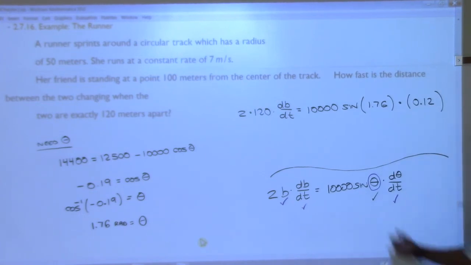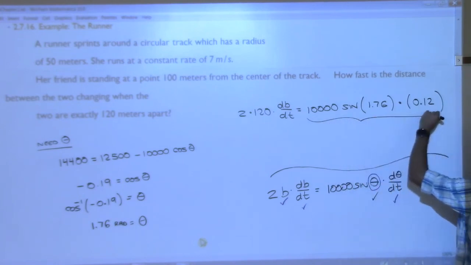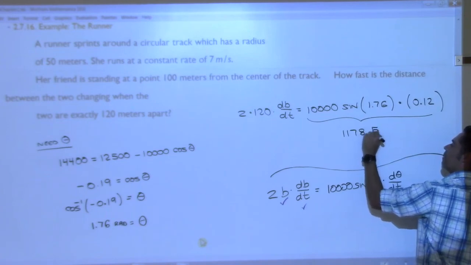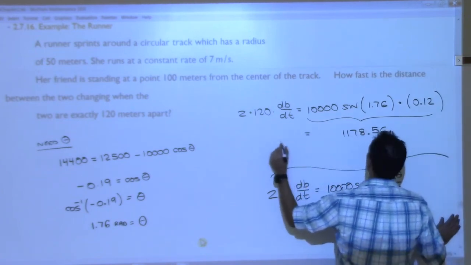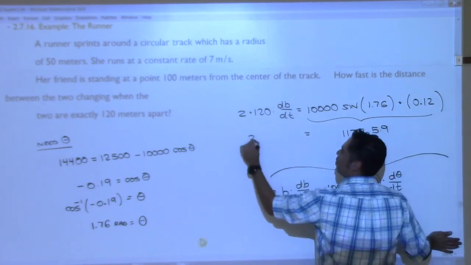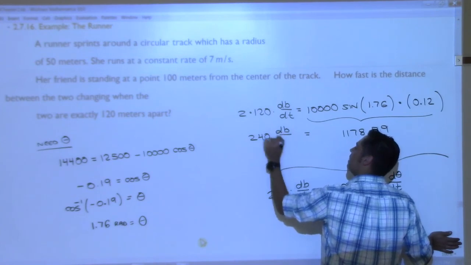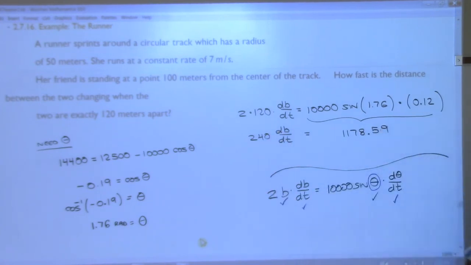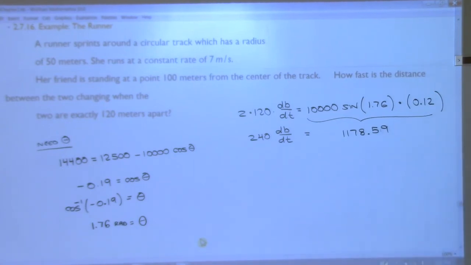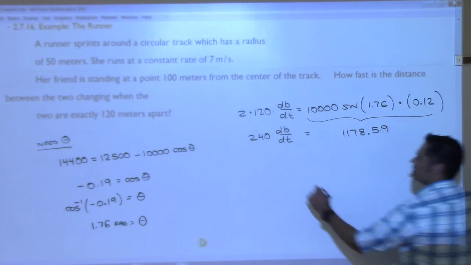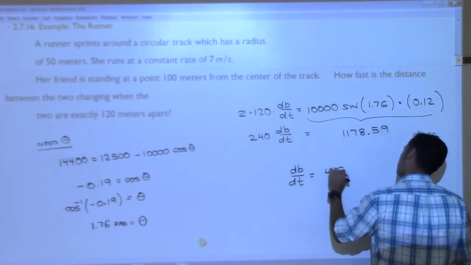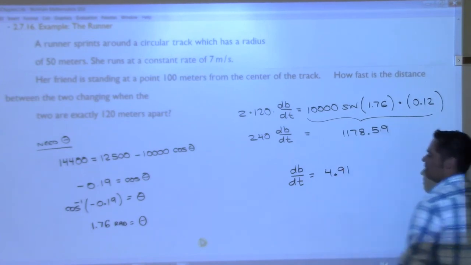All right. The right side is going to equal 1,178. Okay, good. I was hoping someone had that. It's 5.9. Oh, 5.9? Yeah. And then here we've got 240 dB/dt. So divide through, and we should have it. Is that right? Okay, yeah. 4.9 something. One? Approximately?